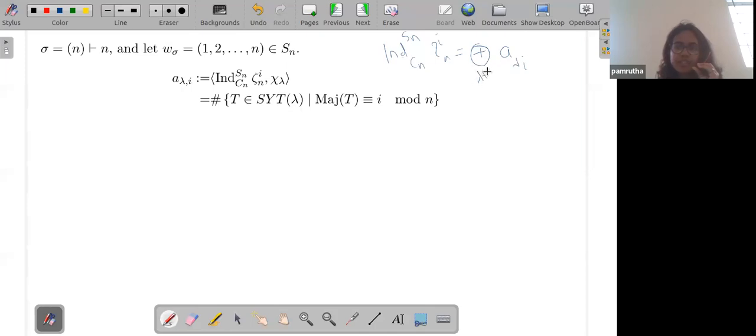Direct sum over the partitions of n, a lambda I chi lambda. So this a lambda I is the multiplicity with which chi lambda occurs in this particular induced representation, theta n to the power I. And for the case of the symmetric group, this is given by the number of standard Young tableaux of shape lambda whose major index is congruent to I modulo n.